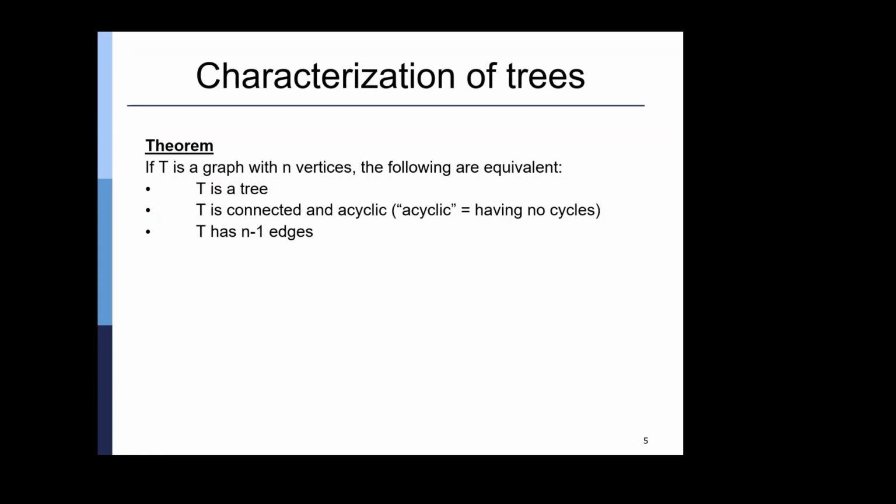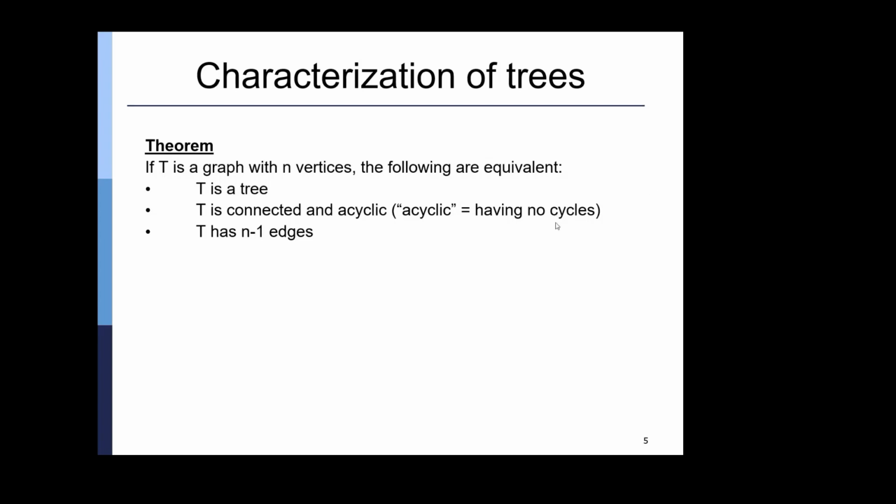Let's look at one theorem. If T is a graph with n vertices, the following are equivalent. T is a tree. T is connected and acyclic, having no cycles. This is a very important criterion.